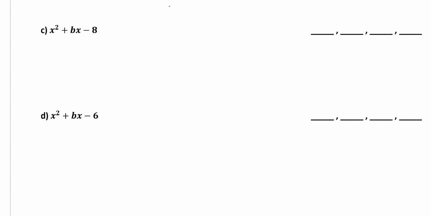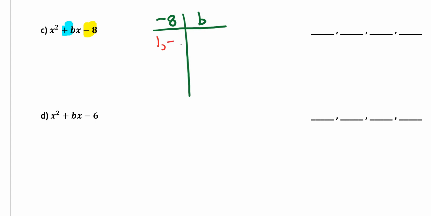Okay, so we move on to letter C. For letter C, same strategy. Let's set up a table here on the side. And once again, I'm focusing on negative 8 and this letter B here. Those are the numbers that would go into the box here. So a negative 8 here and the letter B. So I need two numbers that multiply to negative 8.